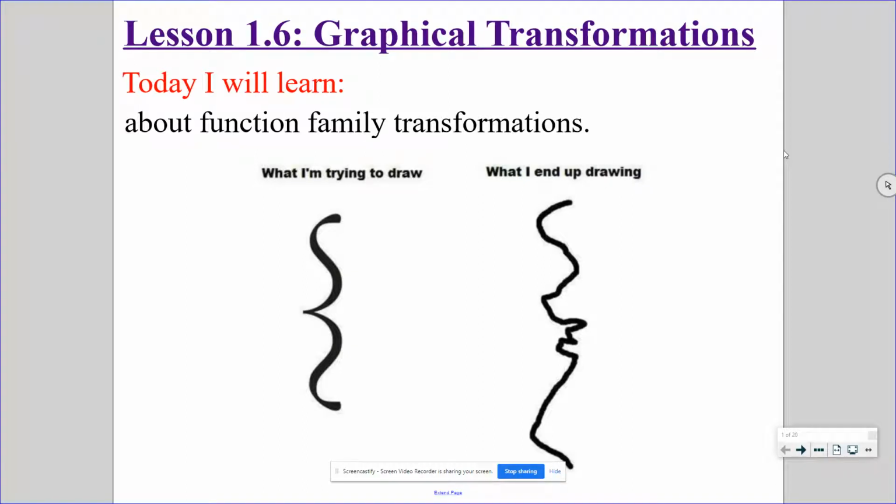Welcome to lesson 1.6. We are going to talk about transforming functions today. This is where you're going to take an equation and move it left, right, up, down, reflect it, stretch it, all those fun things.